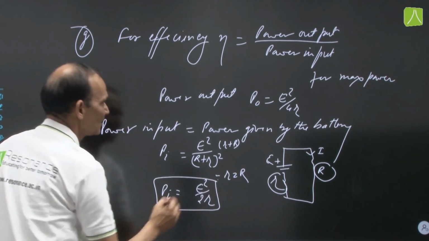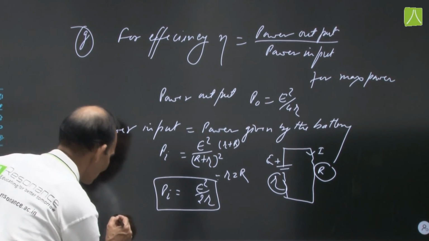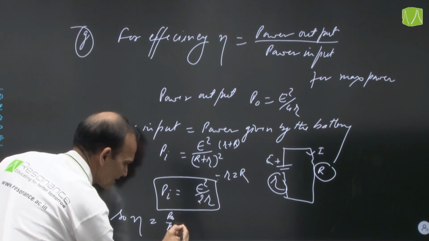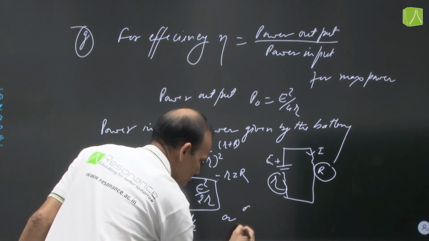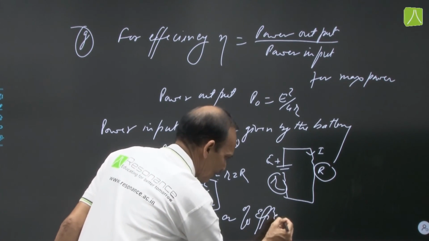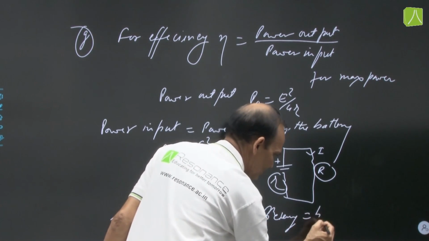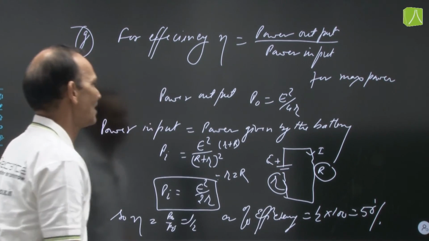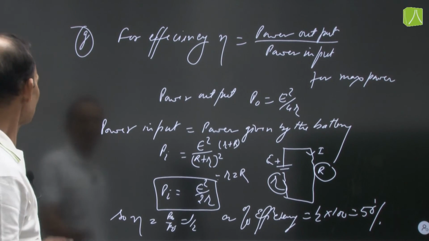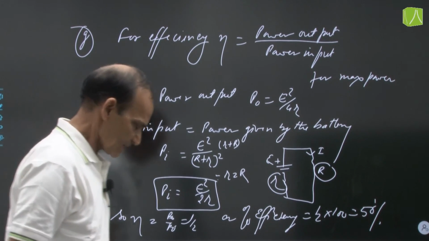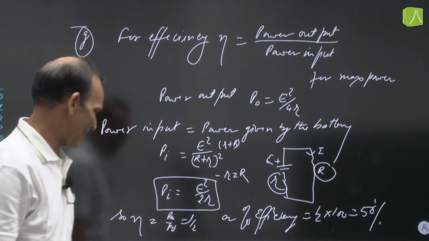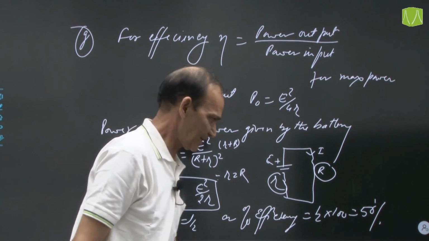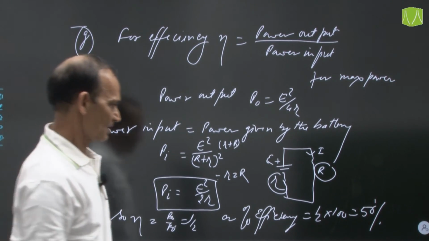With the power input we can easily find eta. Eta will be equal to efficiency, Po upon Pi, that will be 1 by 2, or percent efficiency 1 by 2 into 100, that is how much? 50% efficient. Efficiency is 50%. This was question 12th. Now this was the last question. Now the next part, 5th, will be from heat. Also from heat there will be important questions.